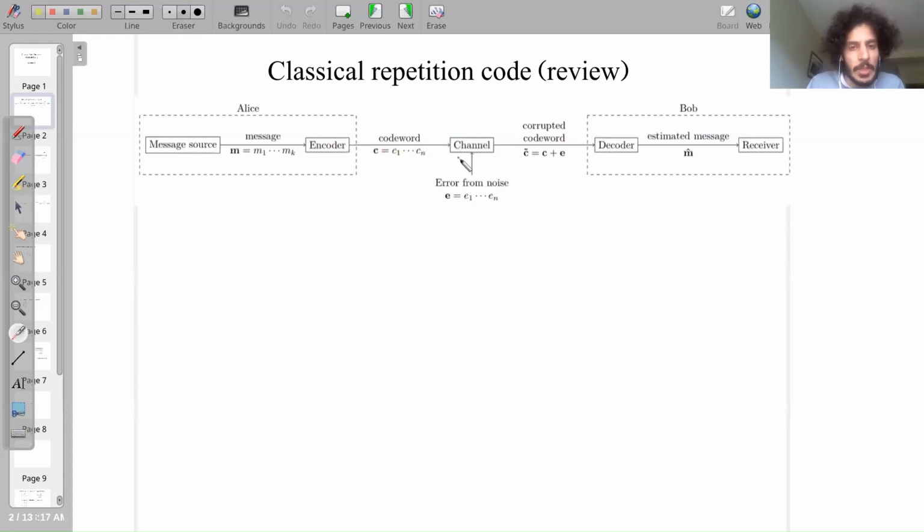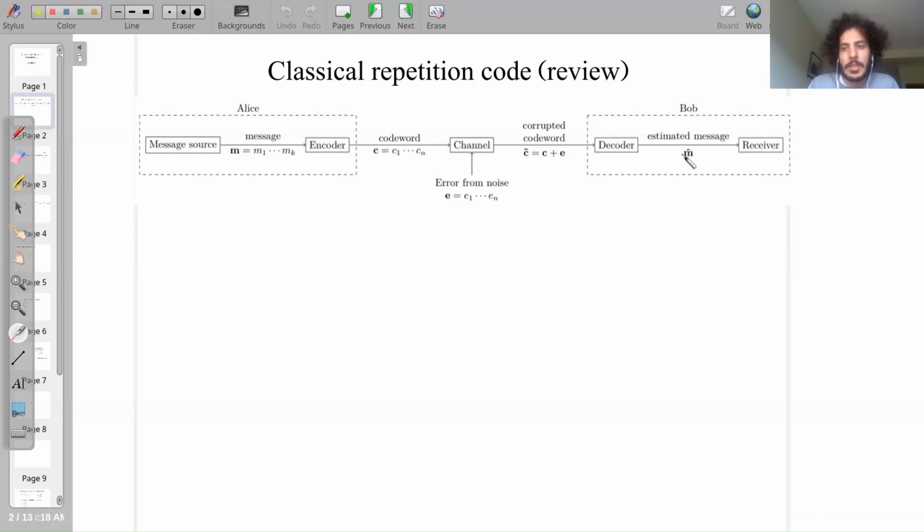That code word goes through some channel in which whatever information she sends experiences some noise, and that noise changes the code word C, which is some bit string of length n, into a bit string of the same length, but where we add E to it. So you get the corrupted code word. Now Bob's job is to actually decode this corrupted code word and figure out an estimate for the message.